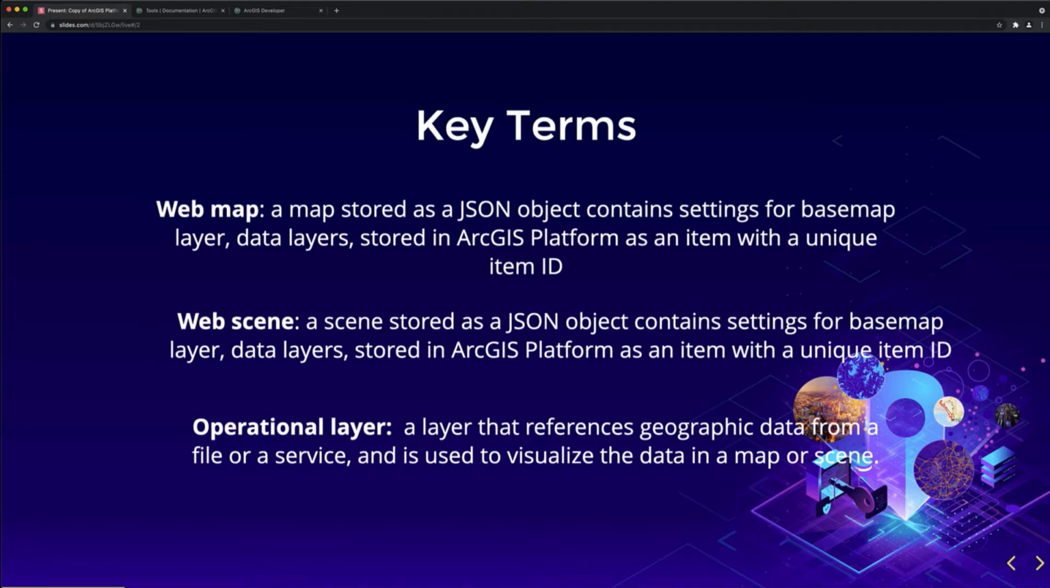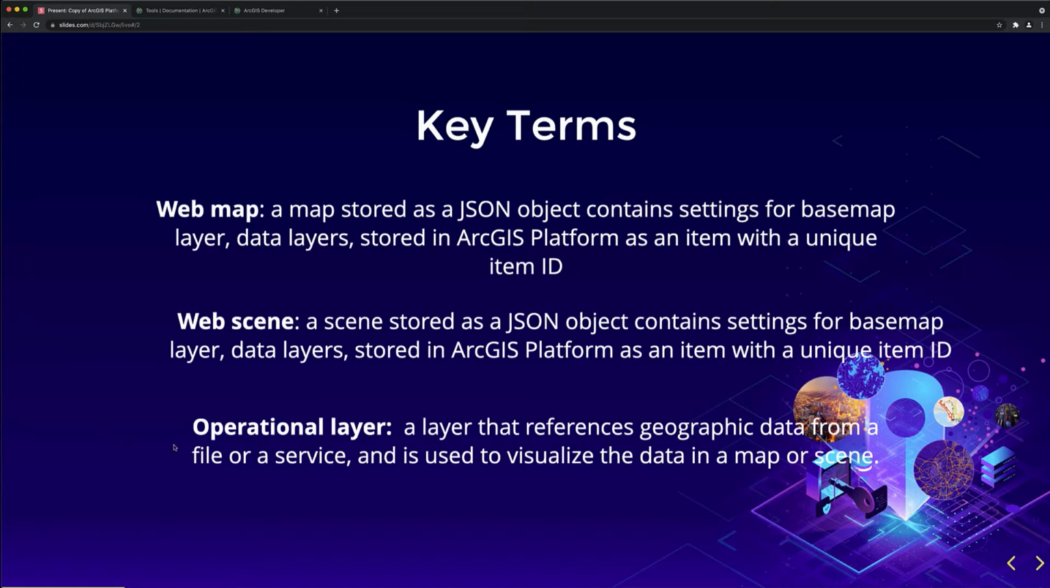The first two are related. These are web maps and web scenes. And essentially they are a map or a scene which are stored as JSON objects and contain settings for the basemap layer, data layers, and are stored in the platform as an item which can be accessed with a unique item ID. And for web maps, these are stored as JSON objects according to the web map specification, and for web scenes, according to the web scene specification.